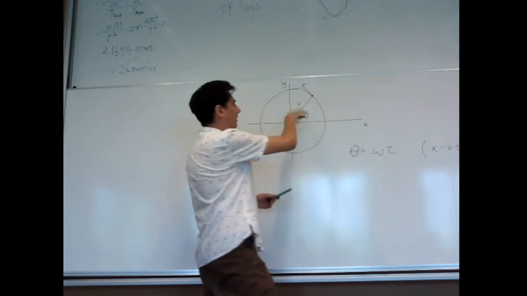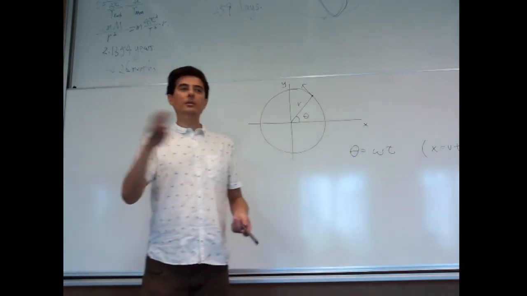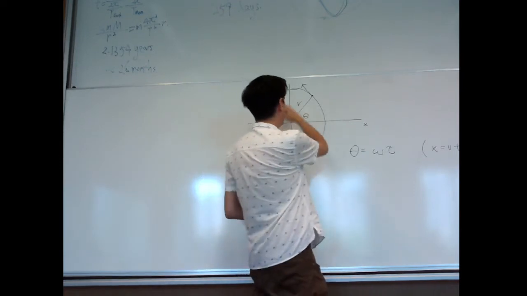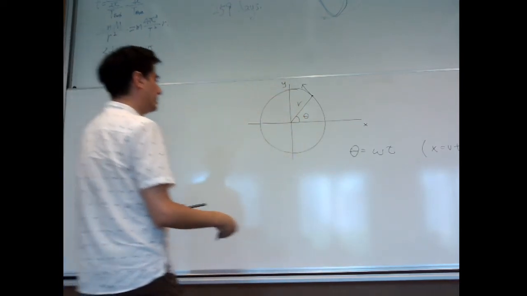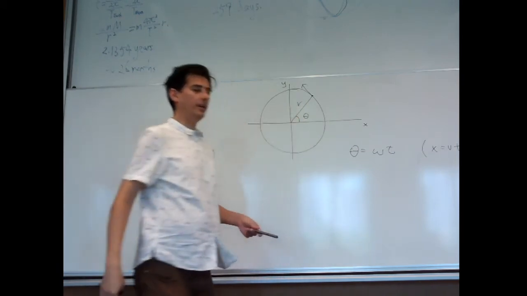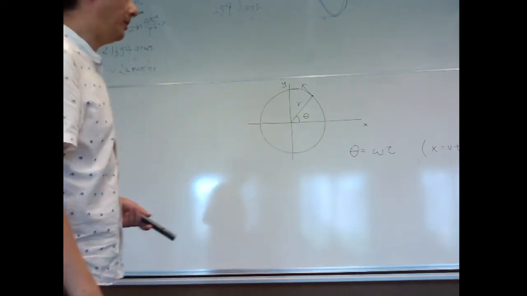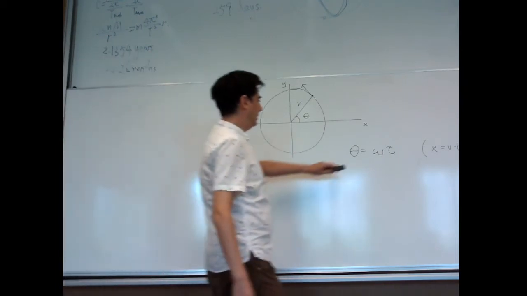And of course, an angle is periodic with 2 pi, so 2 pi, 4 pi, basically you reach the same point after 2 pi. So 2 pi is the same as theta equals 0. Okay, so that's the angle.